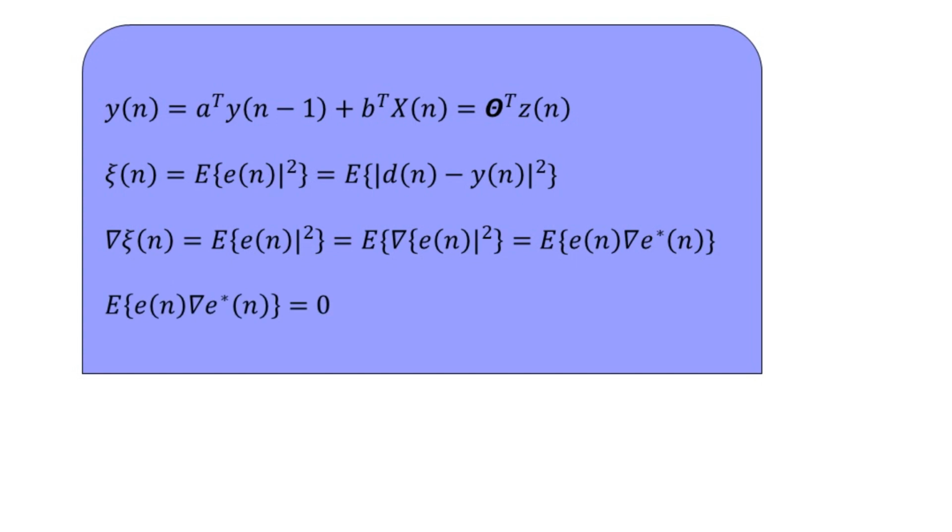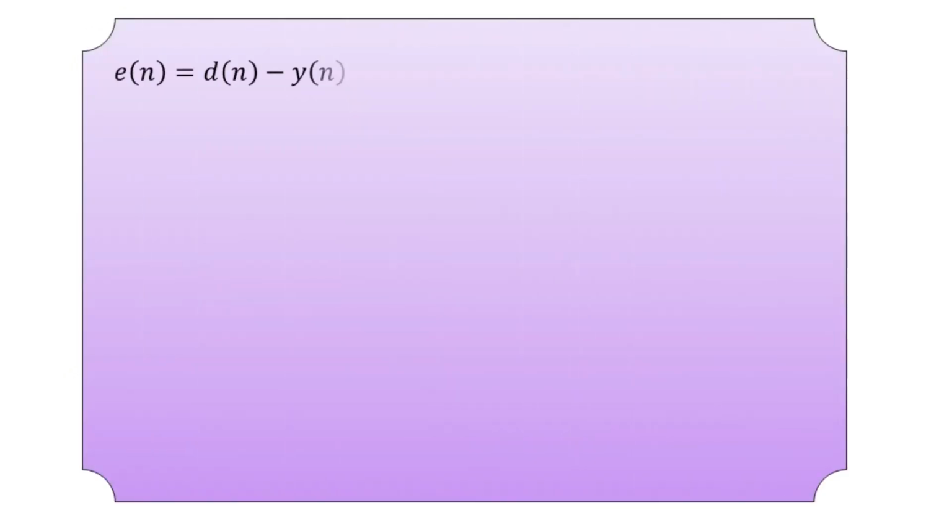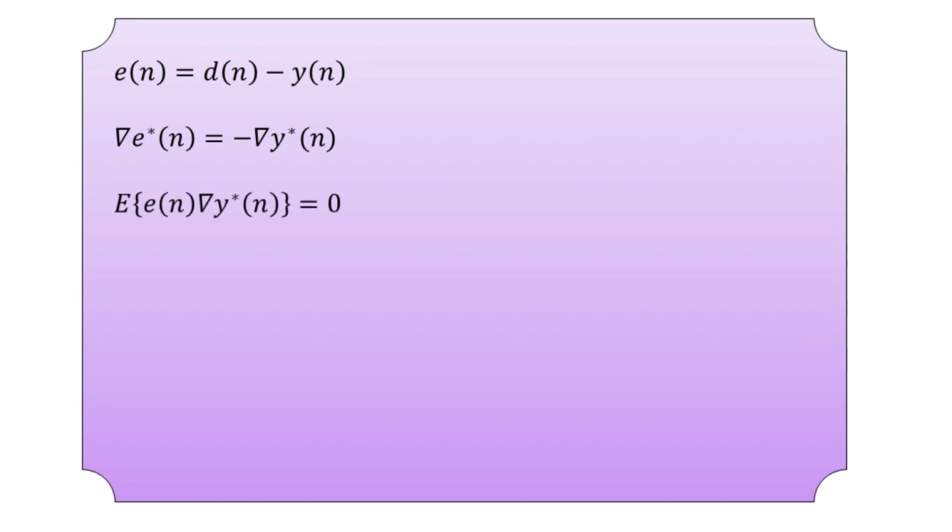Now as we know, e of n is a difference signal, the desired signal minus the output signal, so e of n equals d of n minus y of n. At that time grad of the complex conjugate of e of n is equal to minus grad of the complex conjugate of y of n. Therefore the previous representation of the condition gets a modified form: the expected value of e of n multiplied by grad of the complex conjugate of y of n is equal to 0. Looking back to the condition here, the next step is the evaluation of the gradient of the complex conjugate of y of n.